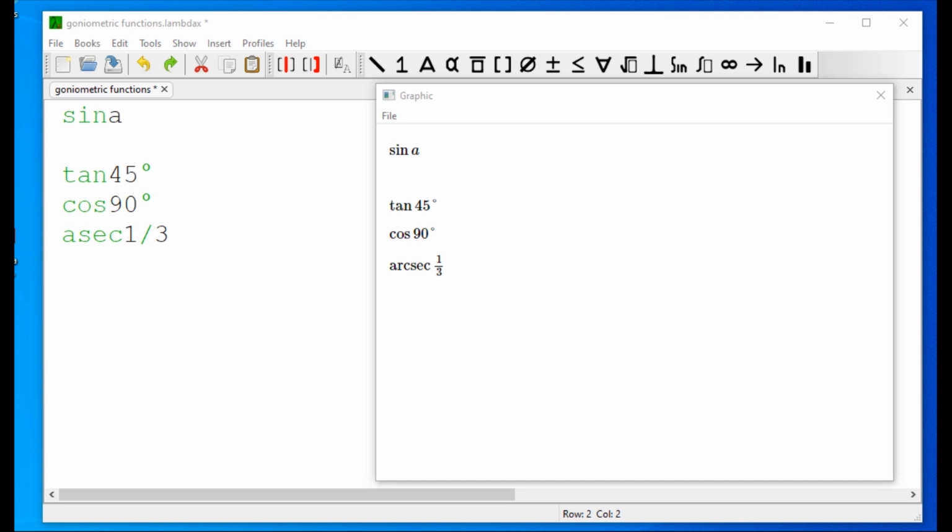Goniometric functions in Lambda do not present particular problems, as they are substantially abbreviations of the textual term. Sin stands for sine, cos for cosine, tan for tangent, and so on. They are entered from the keyboard in a textual way. Since we are in math mode and not in text mode, they are recognized by the system as unique elements.